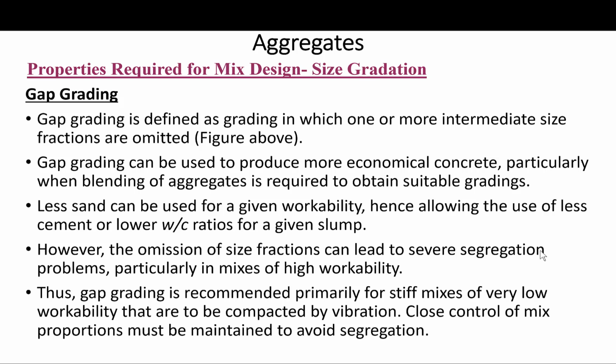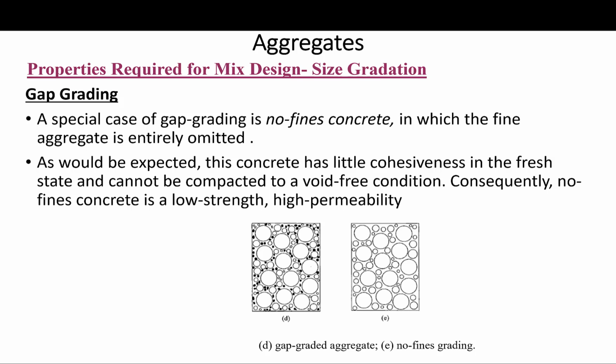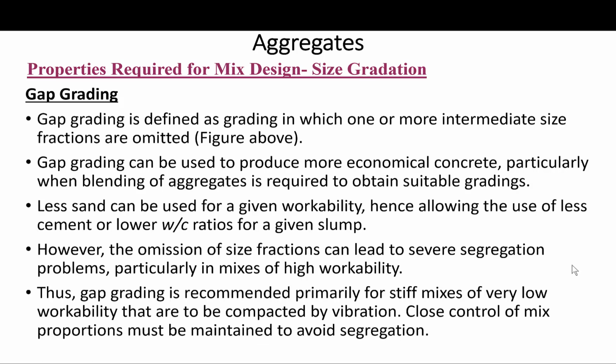There's something called gap grading. Gap grading is defined as grading in which one or more intermediate size fractions are omitted. As you can see in this one, I showed this before, but I'm showing it here again for reference. Okay, so gap grading can be used to produce more economical concrete, in particular when blending of aggregates is required to obtain suitable gradings. As I said, you may not always have the luxury in some locales of the availability of all aggregates to have a uniform grading.